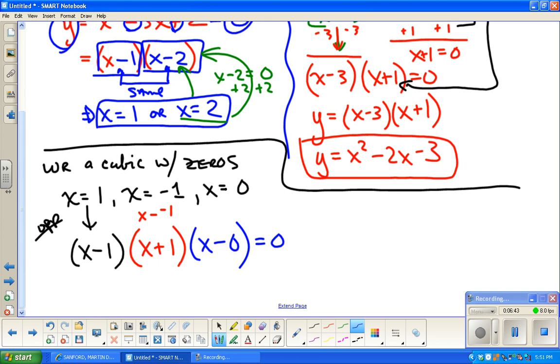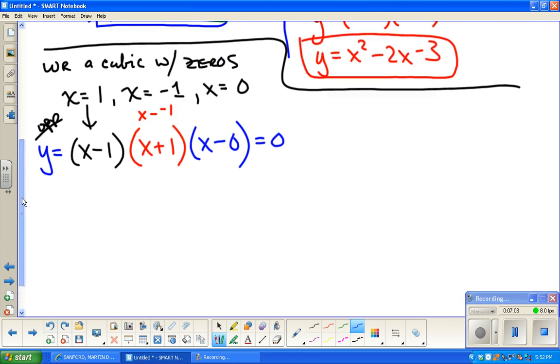Okay, now this needs to be either equal to 0 or it needs to be y equals. So if it's an equation written with those zeros, then you would say equals 0. If it's a function or a graph or something like that, then it'd be y equals. Okay, the rest of it's the same process. Now it could specify to write that in standard form.